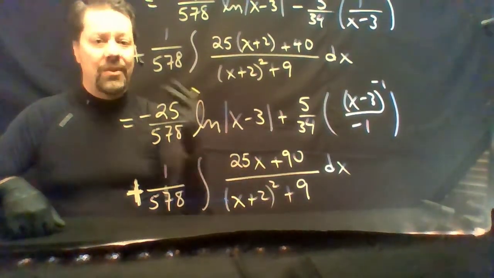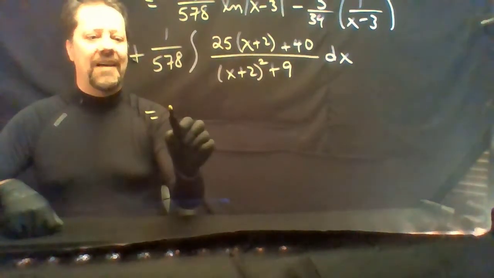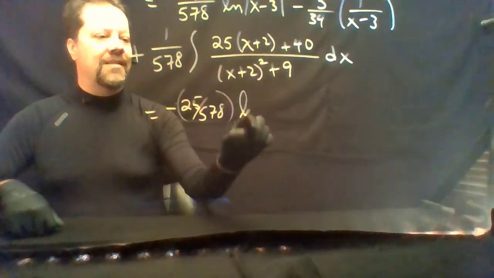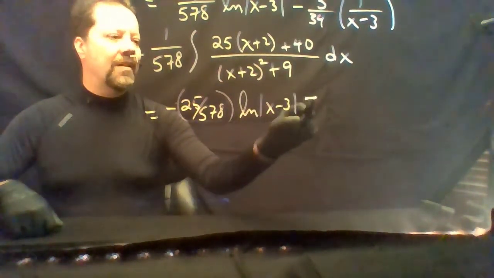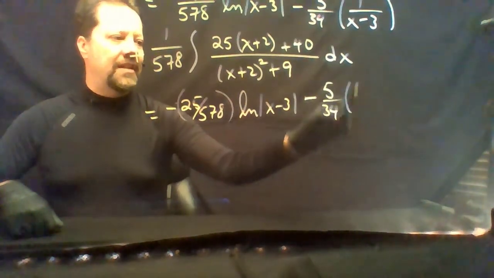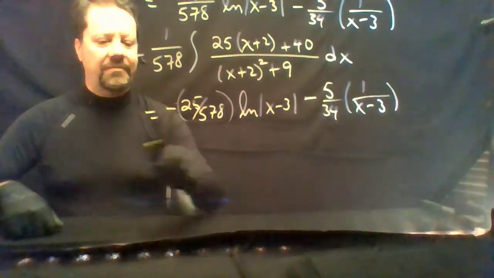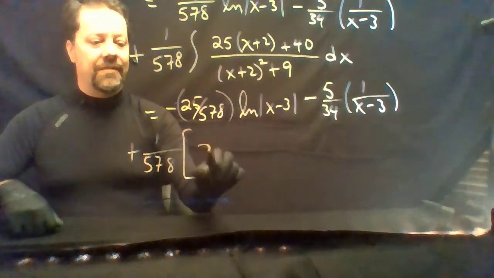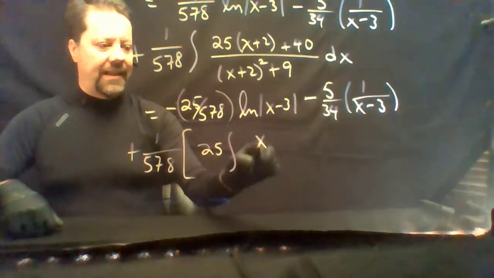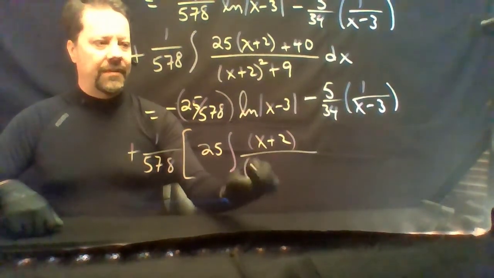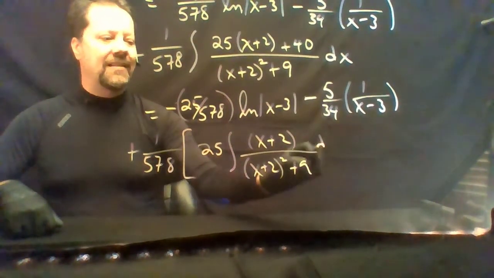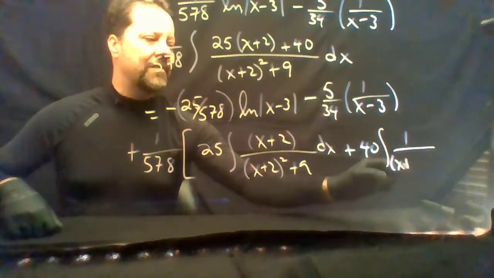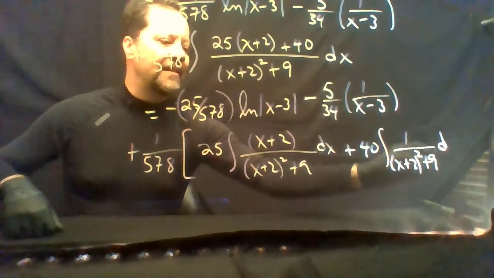I'll break this now into 2 integrals. We'll have negative 25 over 578 times the natural log of the absolute value of x minus 3 minus 5/34 times 1 over x minus 3 plus 1 over 578 times 2 different integrals. The first one is 25 times the integral of x plus 2 over x plus 2 squared plus 9 dx. And the last one is plus 40 times the integral of 1 over x plus 2 quantity squared plus 9 dx.